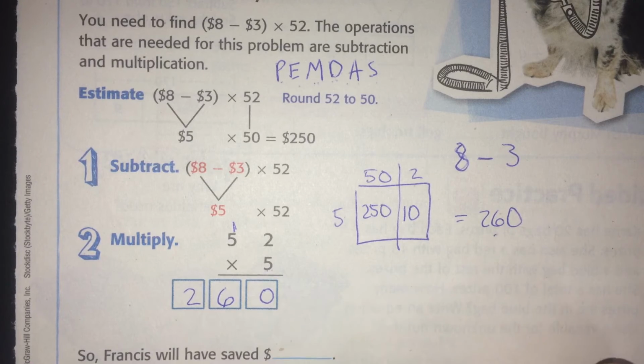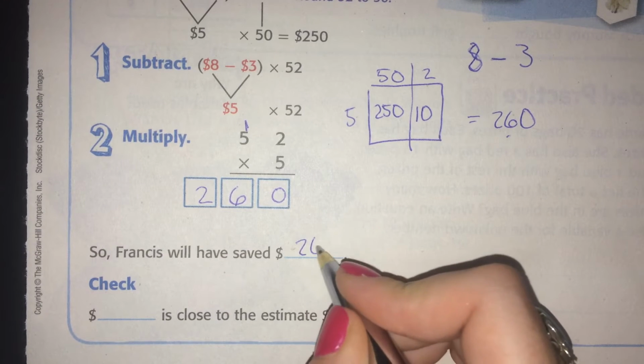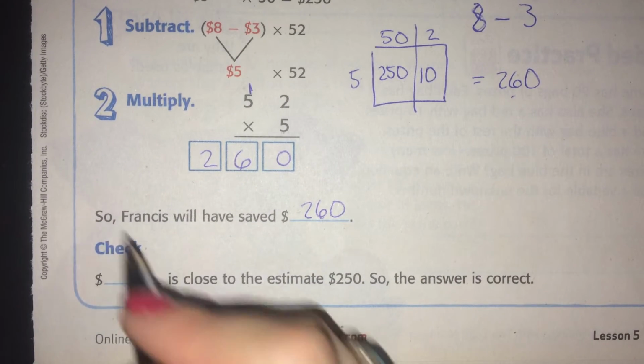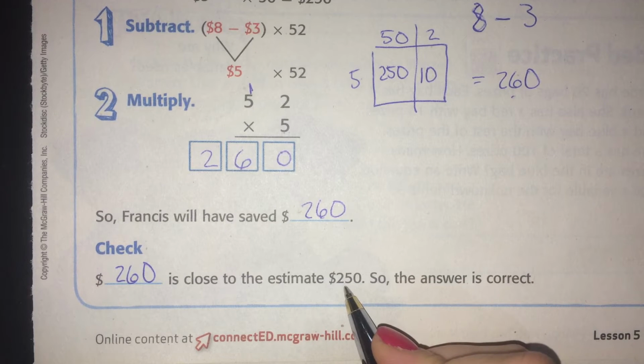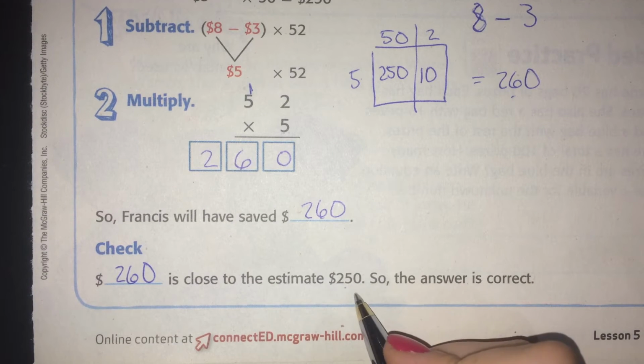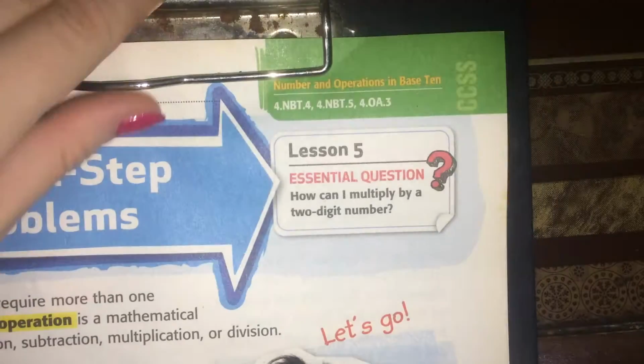Okay, so same answer. So Francis will have saved $260. Check that $260 is close to the estimate of $250. Yeah, it's pretty close. So the answer is probably correct. Okay, let's flip it over.